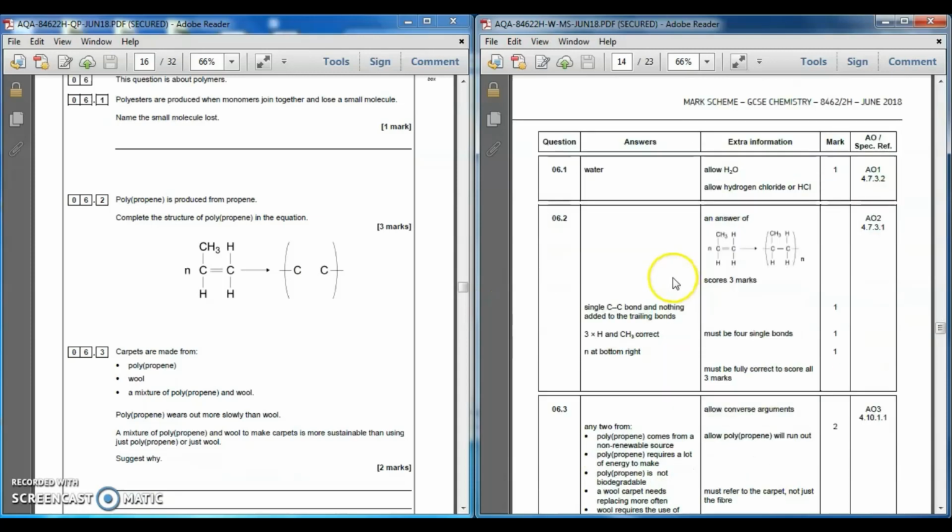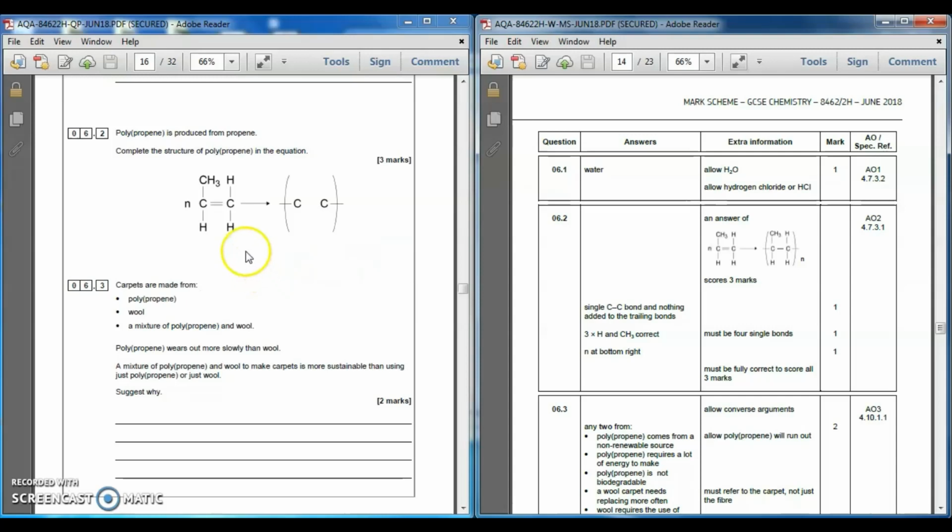Right, question 6. So polyesters are produced when monomers join together. We're looking for the small molecule that's lost. Remind you of the lesson. We talked about polyesters, we talked about polynucleotides, we talked about polysaccharides, and each time they were condensation polymerization, because they made the polymer and water, which is where you're supposed to know that from.